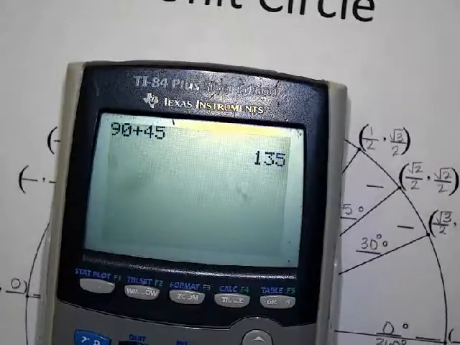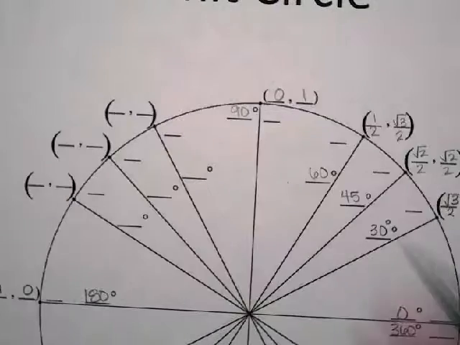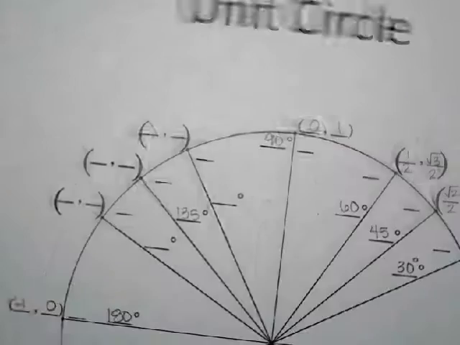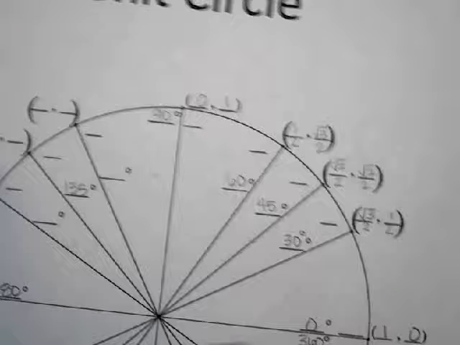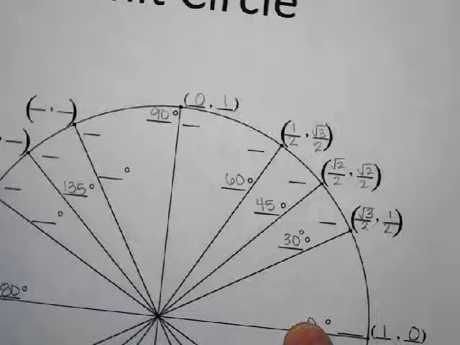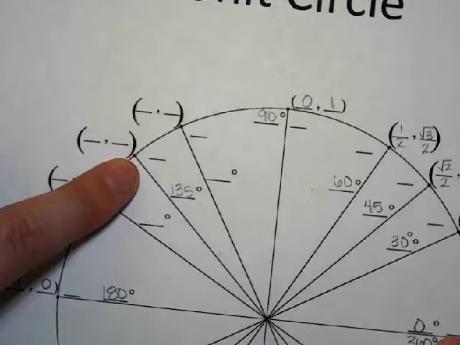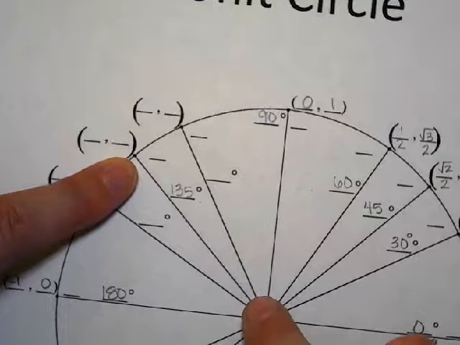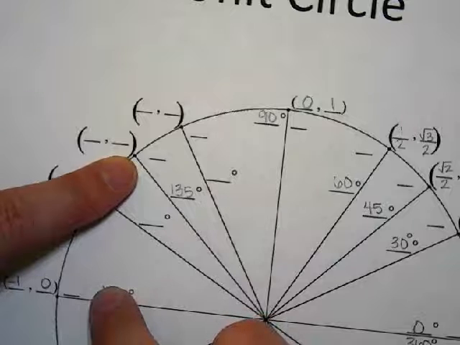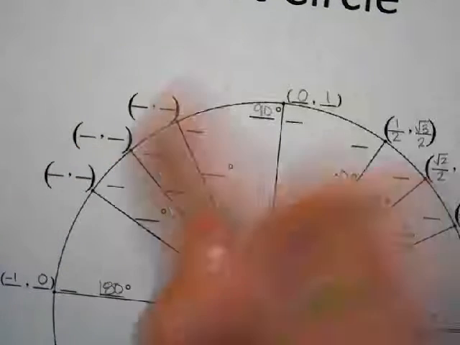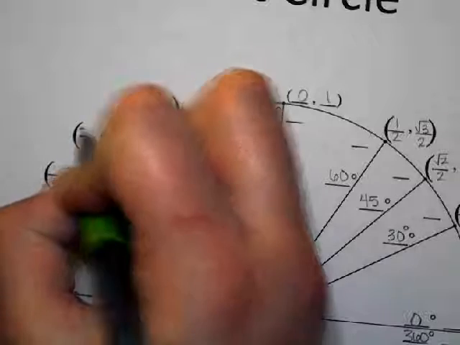Now 135, because this went right root 2 over 2, up root 2 over 2, it went to the right the same amount, and up the same amount. Do you guys see that? Okay. Well, this one's in the second quadrant, so it's going to go left root 2 over 2, up root 2 over 2. You guys see that?